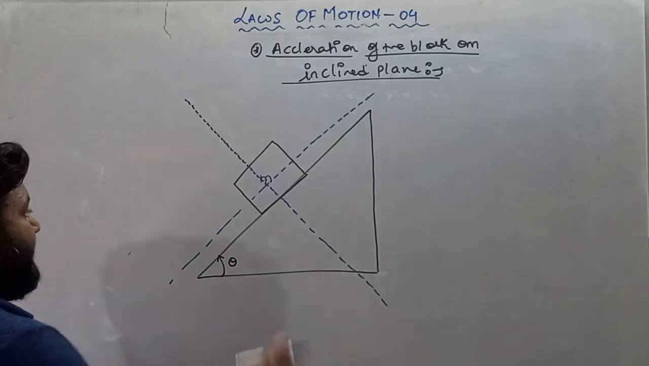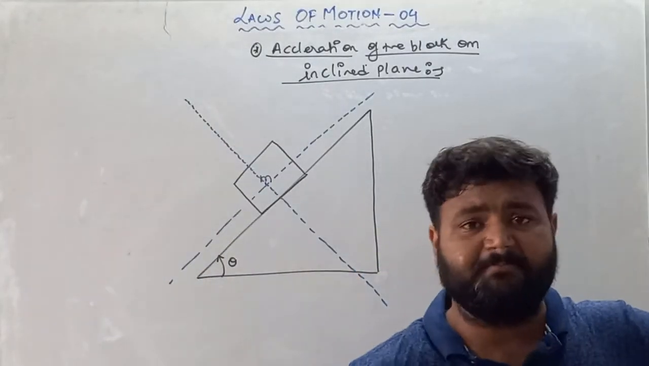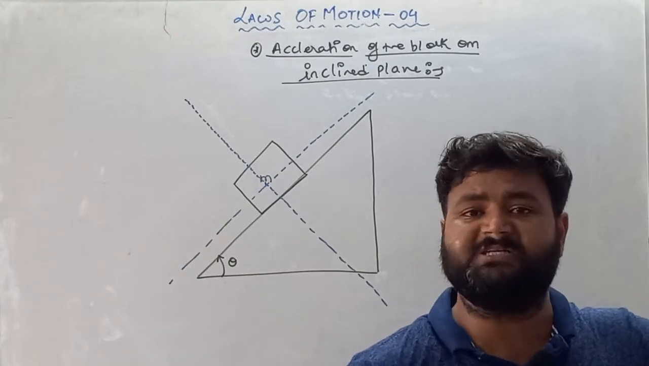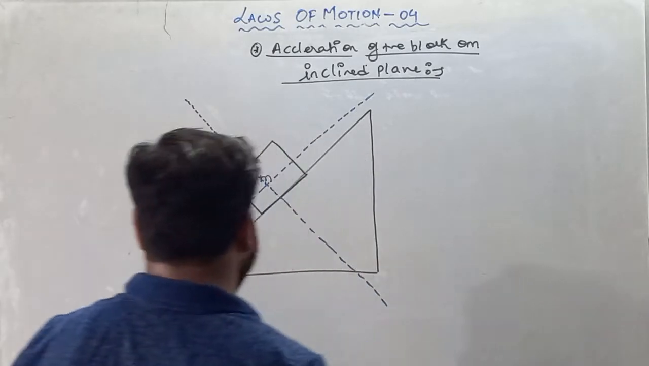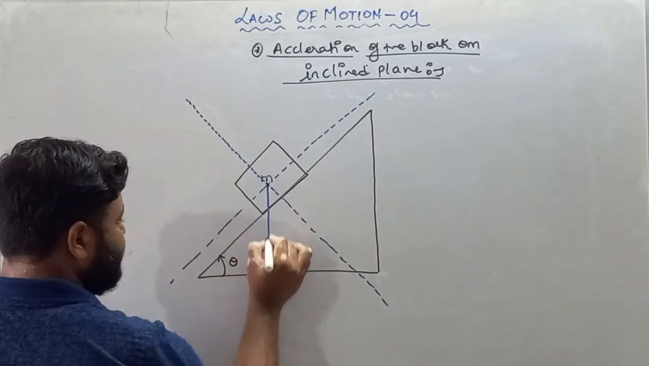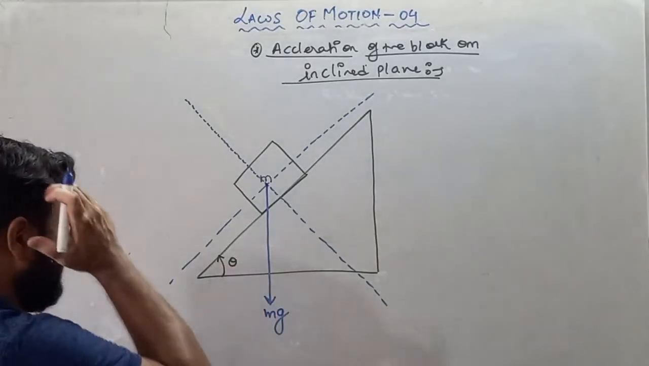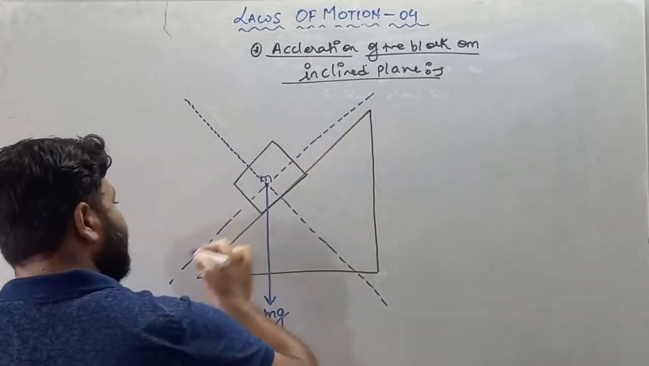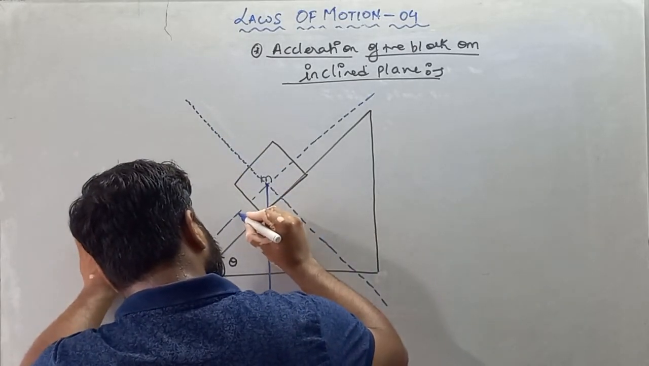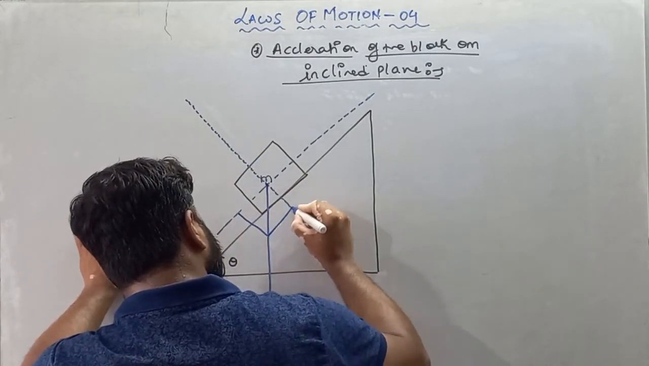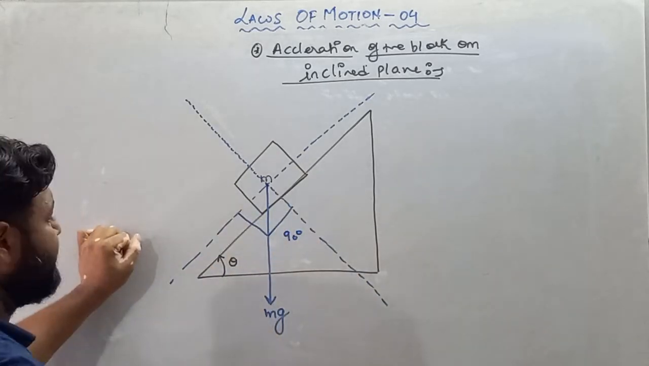Now see, if we have mass, then we know that if any body carries mass m, then its weight must be mg and it always acts vertically downward. So apply the weight, it is vertically downward and it must be mg. Now see, my dear student, this is your x-axis and this is your y-axis. So the angle between x and y, we all know, must be 90 degrees.